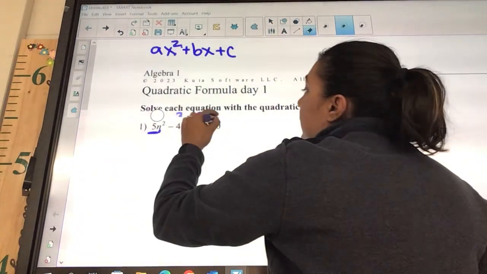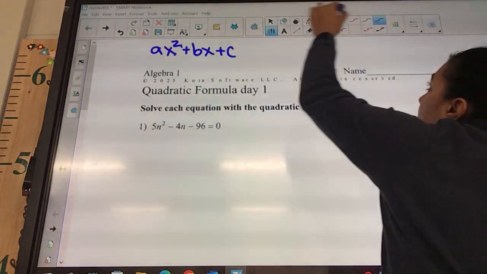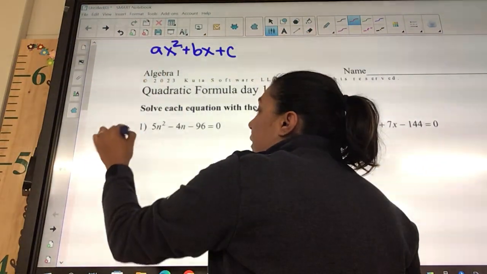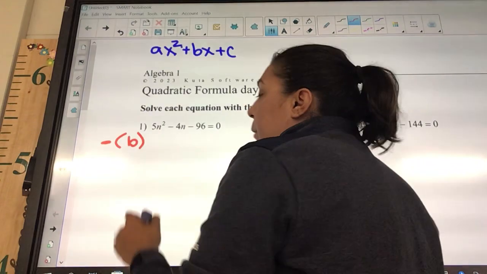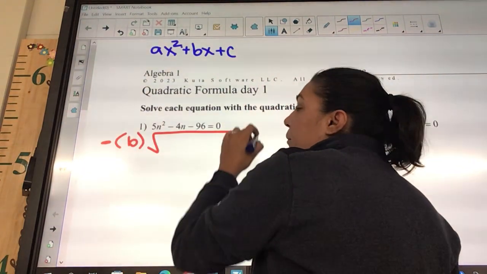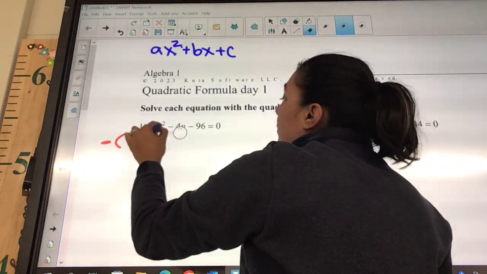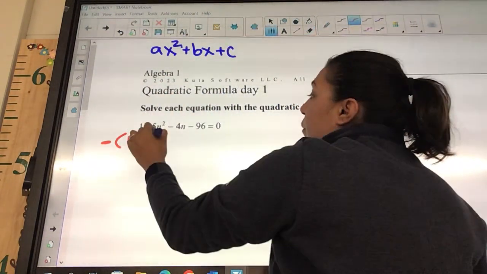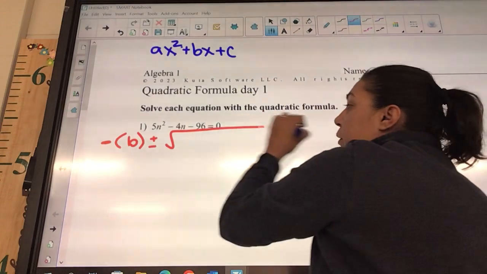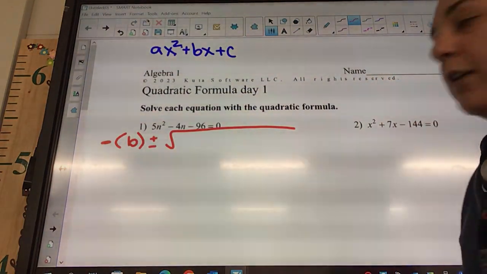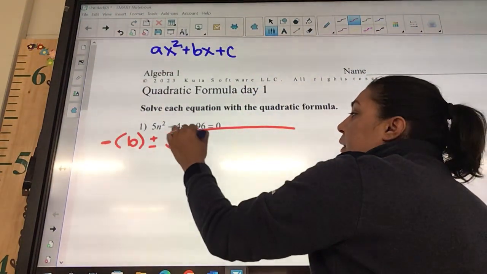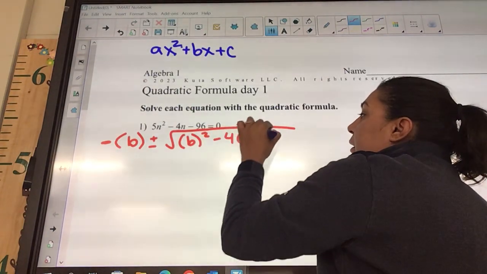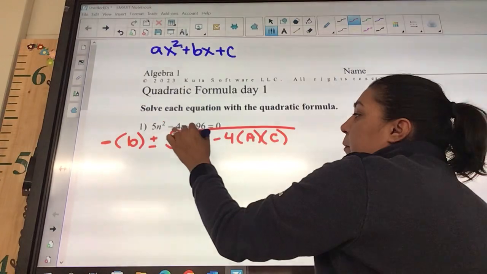Here is the formula, and it is on the board. Our formula goes like this: negative b, make sure you have this somewhere in your paper, plus or minus the square root of b squared minus 4 times our a times our c. If you write really big, I would write smaller today. Let me go ahead and make these big b's.